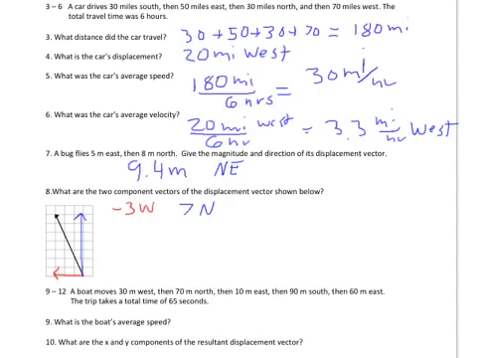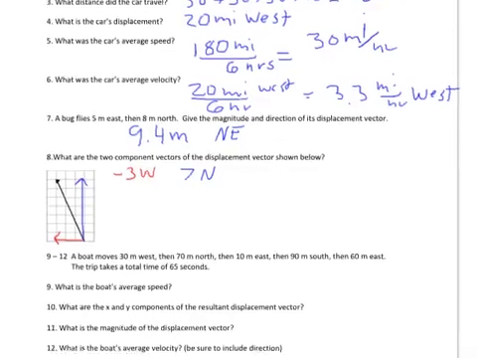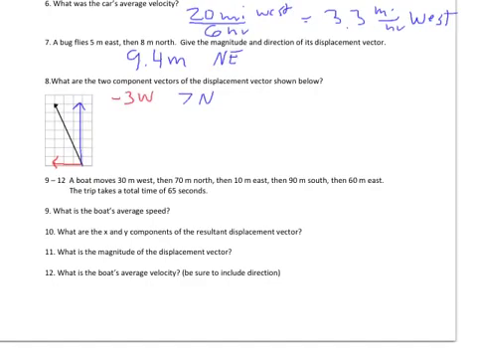And what we find is it's very often useful to break vectors down to their components and add those components. It's just the simplest way to solve these problems. Here we're getting towards the end of this homework. Let's see. A boat moves 30 west, then 70 north, then 10 east, then 90 south, then 60 east, and the trip takes 65 seconds.